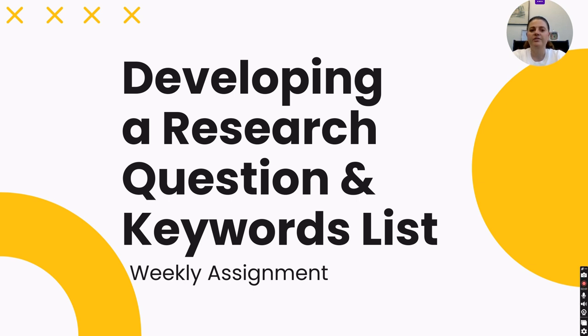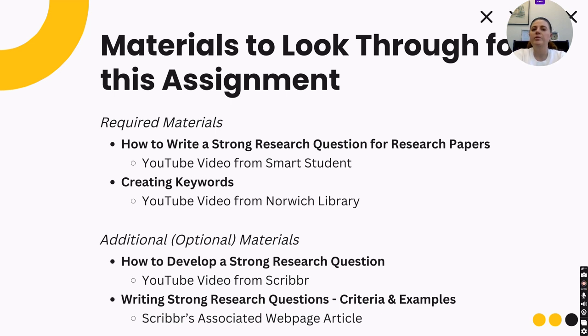Now for the assignment of developing a research question and keywords list. Materials that will really help you with this assignment in our required materials is the how to write a strong research question for research papers, which is a YouTube video from Smart Student. This walks you through how to develop a really strong question that will help you guide your research as we go through those next steps. We also have the video from Norwich Library of creating keywords, which will really help to figure out how to develop keywords and create that list that you will be using and building upon throughout your research.